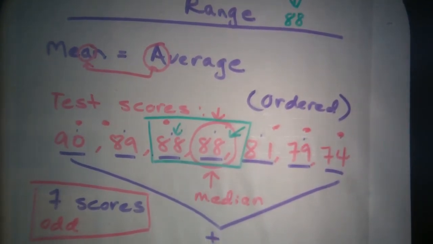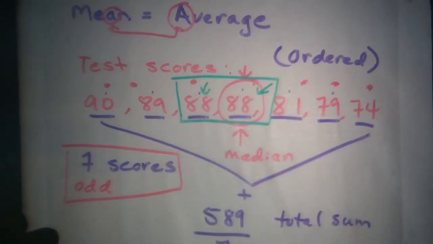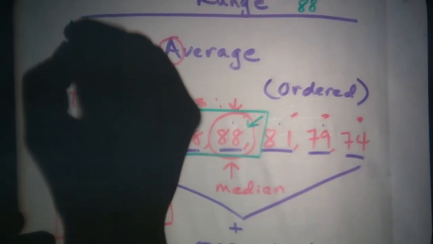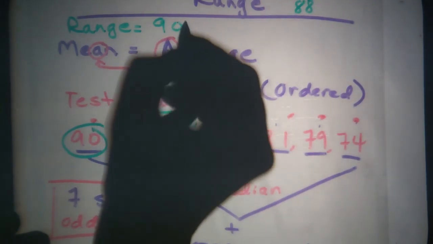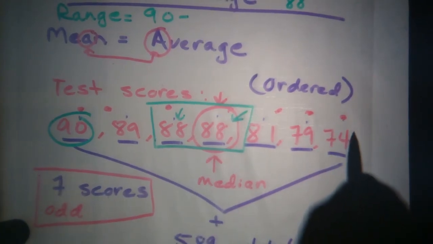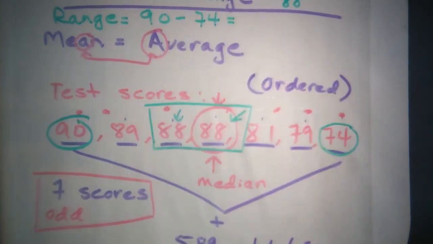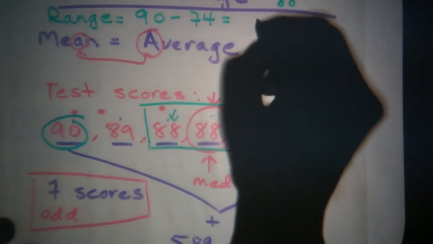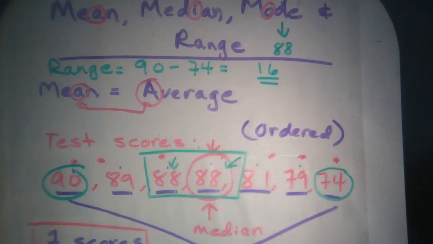Alright, what about now the range? Range, we take the highest score, which is 90. You're going to subtract the lowest score. Since we ordered it, I just take the first score and the last score, subtract 74. And that gets us our range. 90 minus 74, 16 is our range. All right.